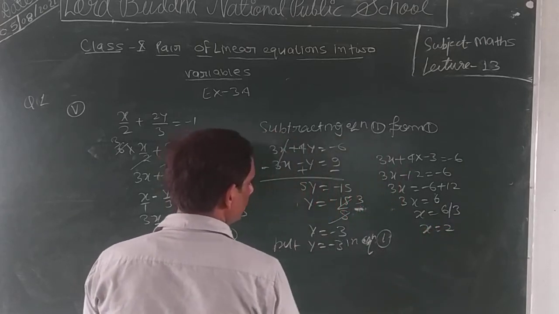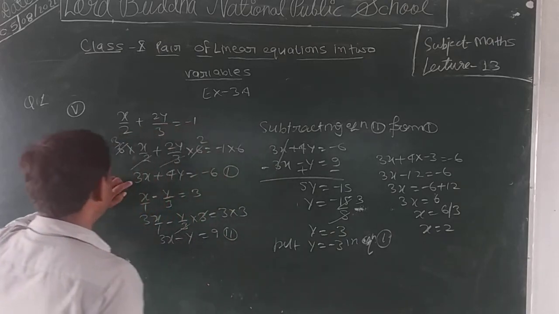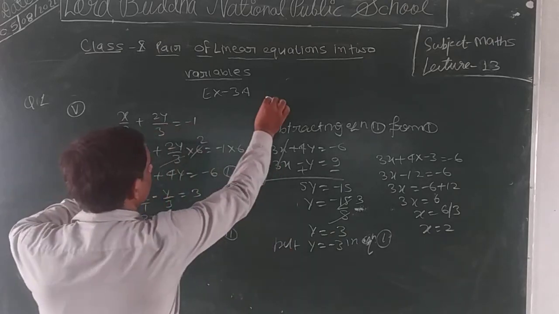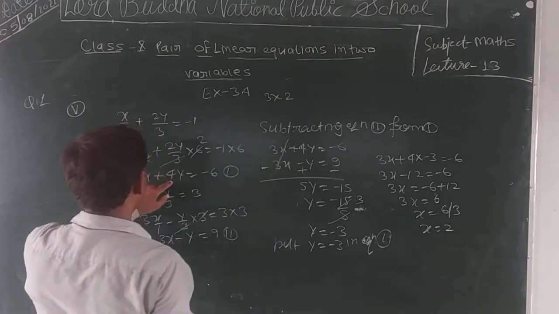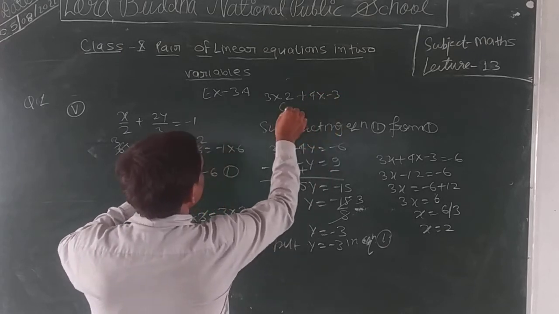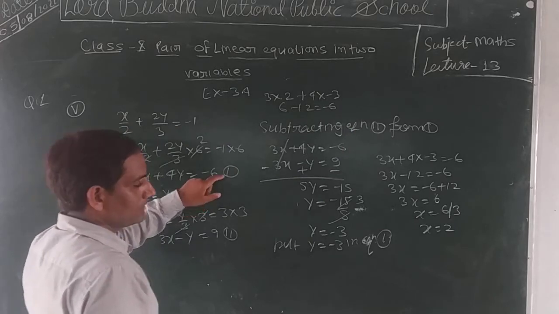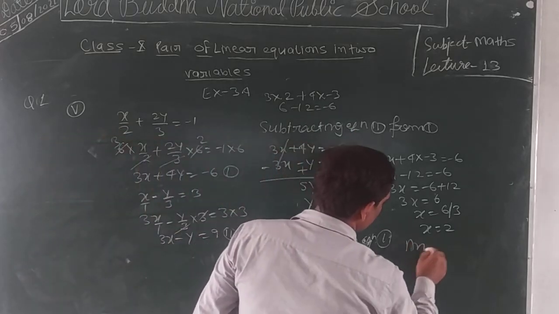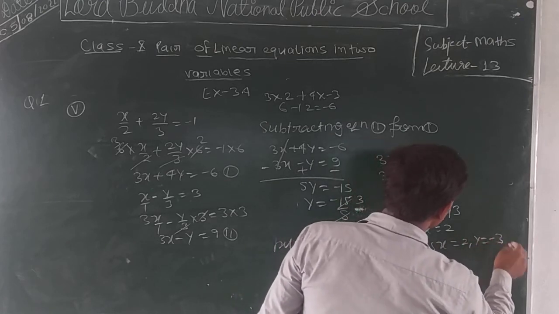For verification, we put x equal to 2 and y equal to minus 3 in the first equation. Here put 3 into x, means 2, plus 4 into minus 3. 6 minus 12 equal to minus 6, which is equal to the right hand side. Hence, our answer is correct. Answer: x equal to 2, y equal to minus 3.